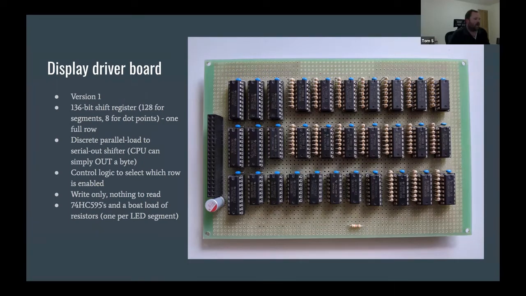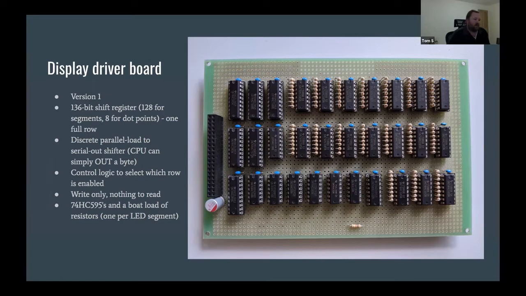Version 1 used a discrete parallel-load to serial-out shifter that I wanted an opportunity to design and use. That's mostly comprised of the standard logic chips on the bottom row there. Basically it presents an interface to the CPU where you can simply out a byte to the address of the shifter. Once you're finished with the IO write operation, it takes the data that was latched in and shifts out 8 bits and then stops and waits for the next byte to be shifted in.